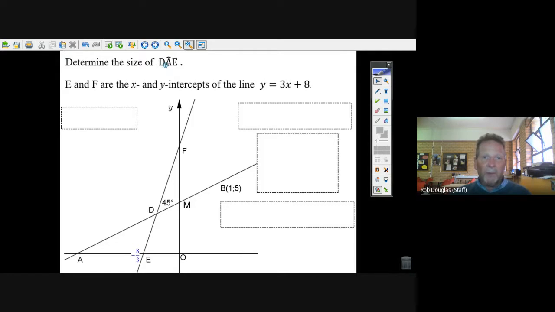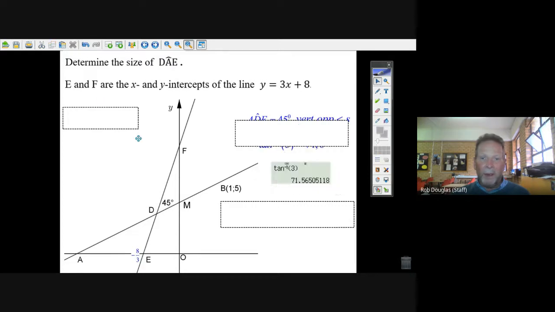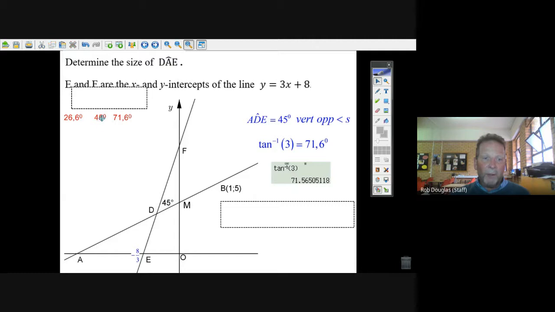Determine the size of this angle DAE, this angle way down here. We know that's minus 8 over 3 right there. What's the angle down here? Well, we've got this 45 degrees, but how are we going to get this angle right here? If you see 45 degrees here, you probably see right away that this angle on the other side is 45 degrees. So I could write that in right now.